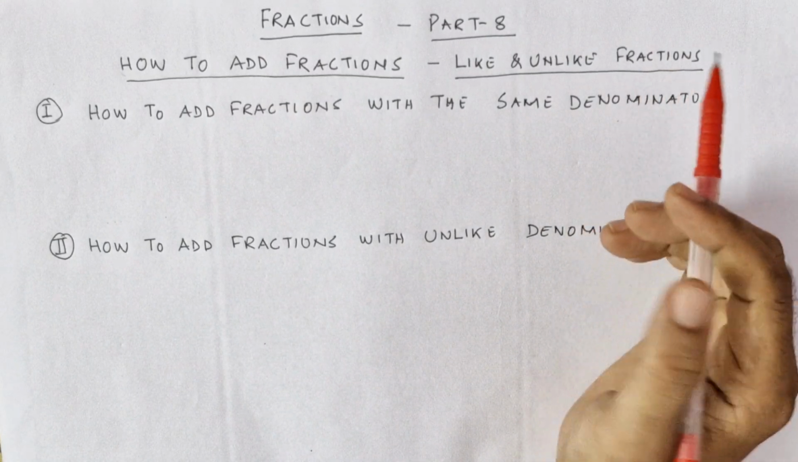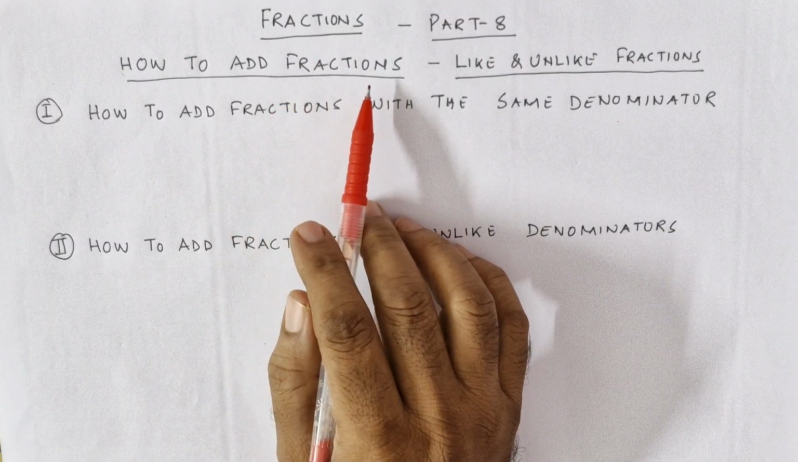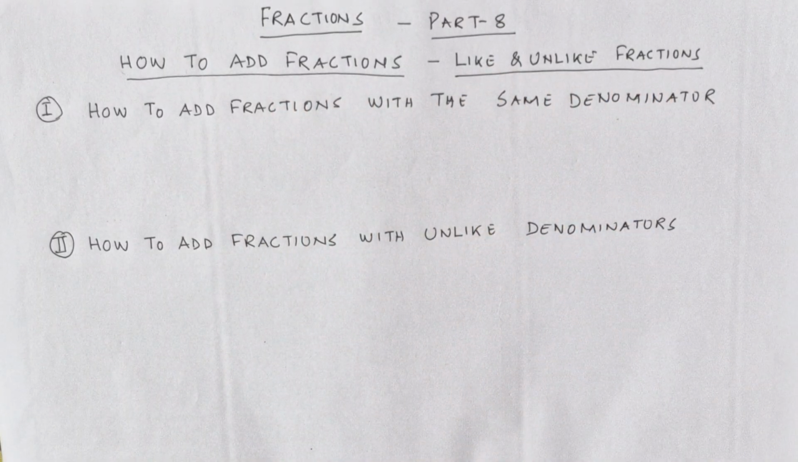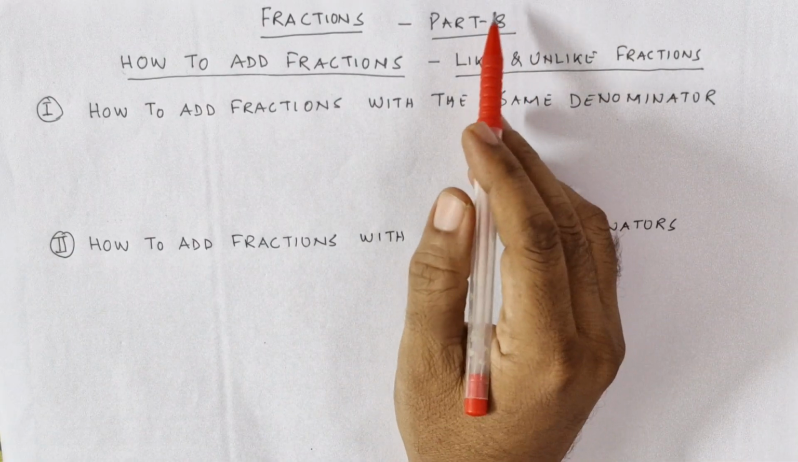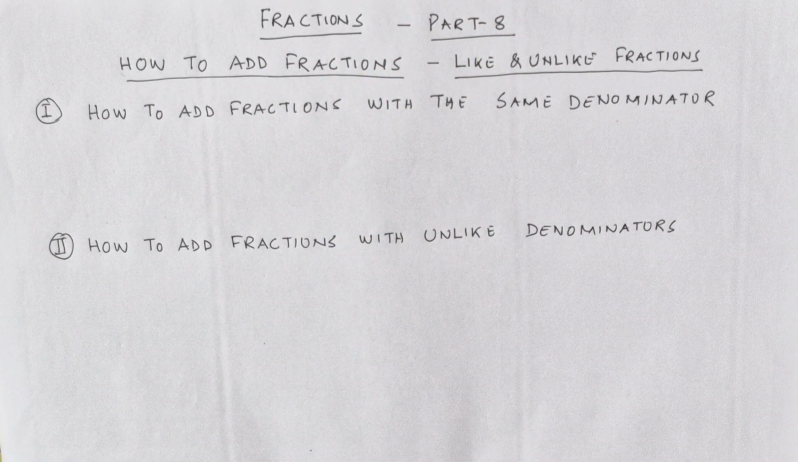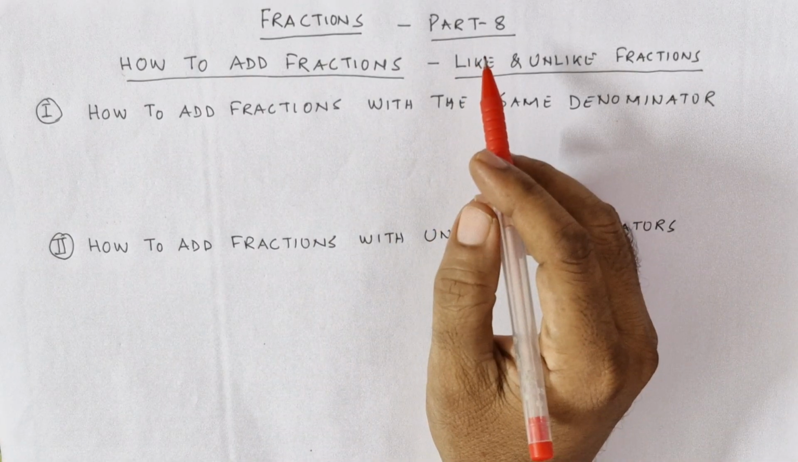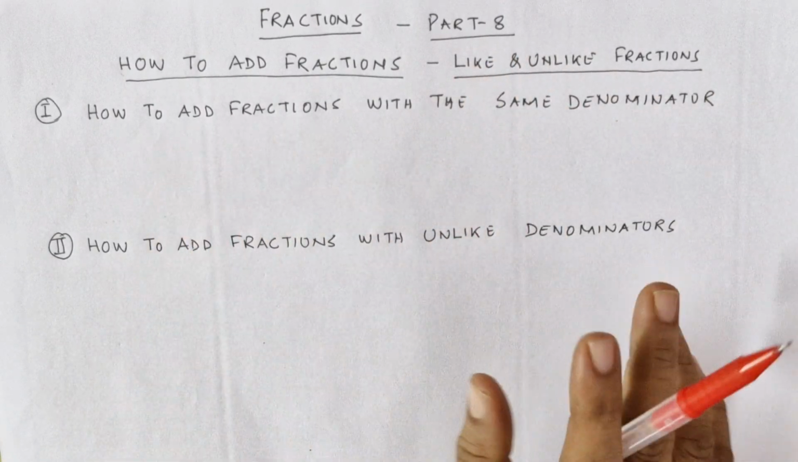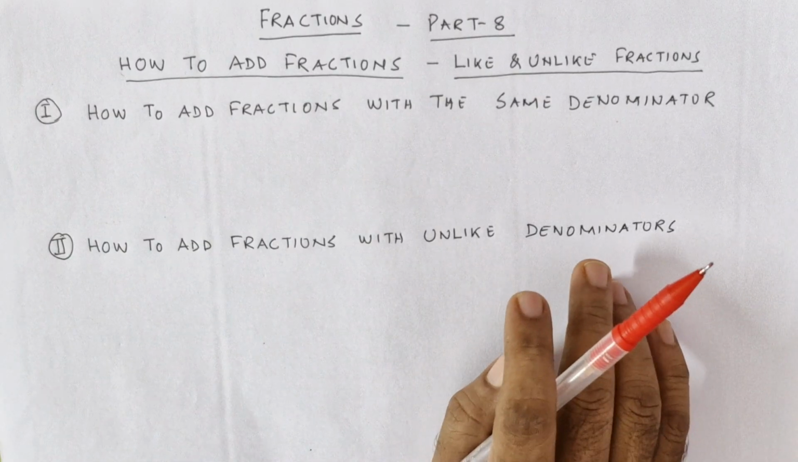Now today's topic is how to add fractions. For like and unlike fractions, we'll see how to add them. Now this is part 8 of the fraction series. So we have already seen there are 7 parts of the fraction series and this is the 8th part of the fraction series. Now we'll see two aspects of it.